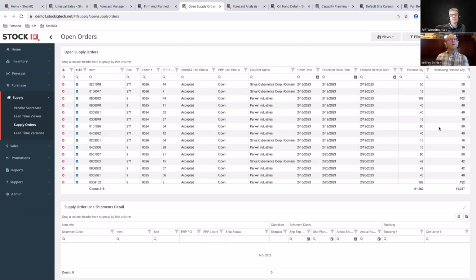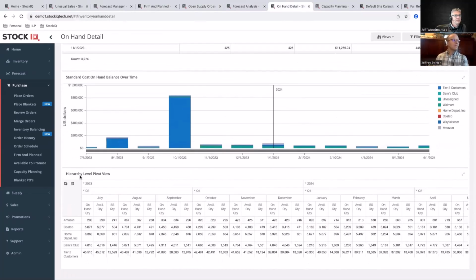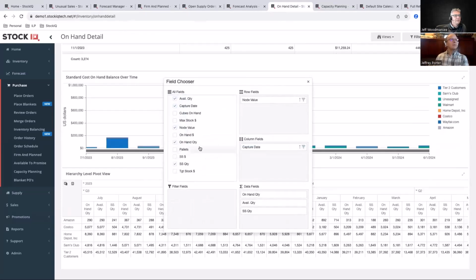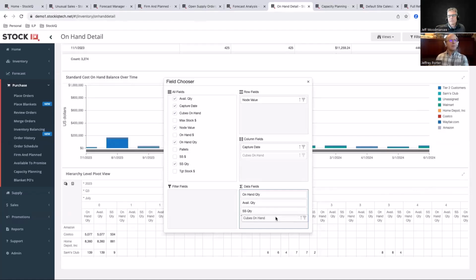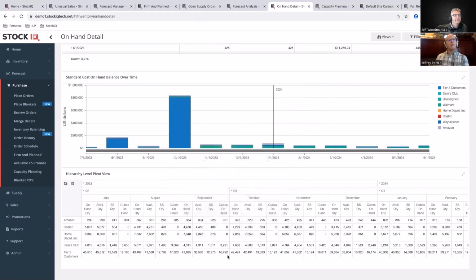I have one other slide that I wanted to highlight in here with on-hand detail. In the on-hand detail, one of the things to note is that I have cubes on hand. And cubes on hand could potentially be by the capture date. So for instance, on Amazon, you see how many cubes I have on hand. And by the way, in this report, you will notice that I'm projecting it out in the future. So hopefully that addresses that.